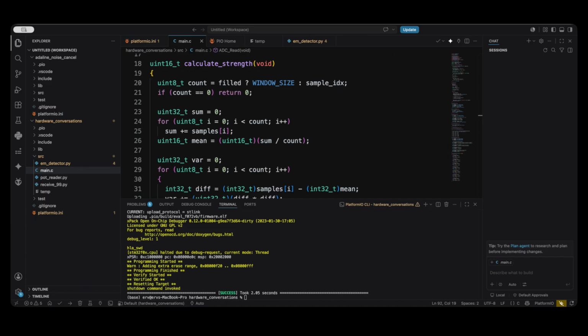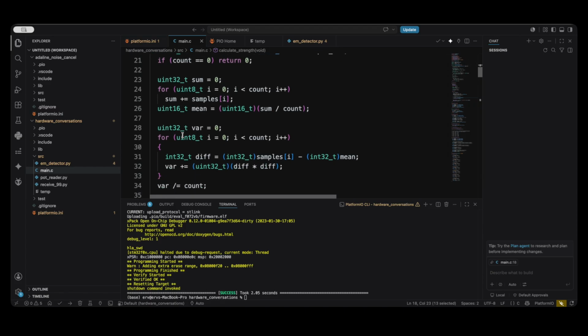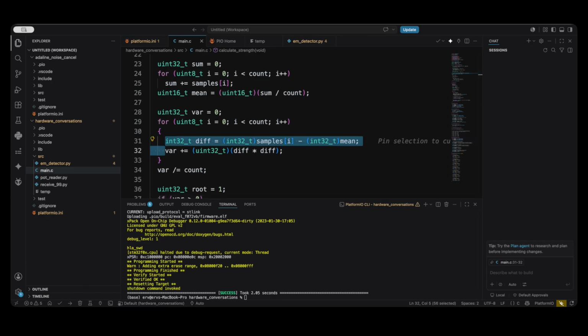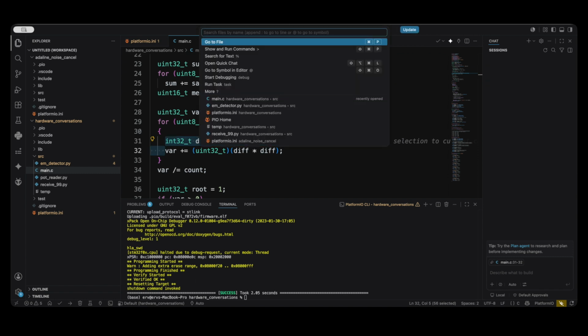The next is calculate_strength. In this particular function, if you look at the lines int32, diff int32, these 2 lines are important. What these do is they calculate the standard deviation across 64 samples. High variation means strong EM signal, low variation means quiet. So that's one mathematical concept in the entire detection algorithm that we have.